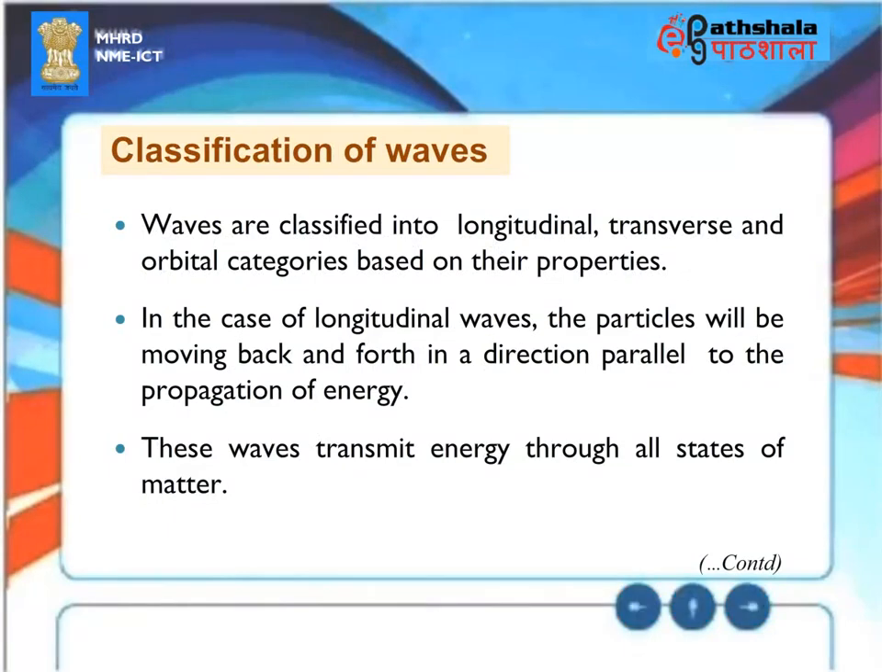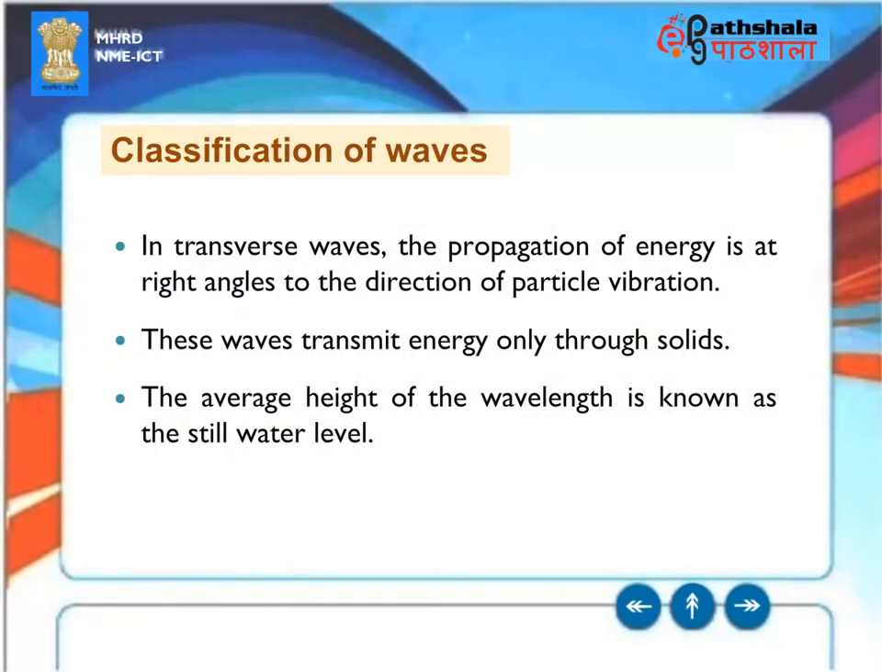Classification of waves. Waves are classified into longitudinal, transverse, and orbital categories based on their properties. In the case of longitudinal waves, the particles will be moving back and forth in a direction parallel to the propagation of energy. These waves transmit energy through all states of matter. In transverse waves, the propagation of energy is at right angles to the direction of particle vibration. These waves transmit energy only through solids. The average height of the wavelength is known as the still water level.